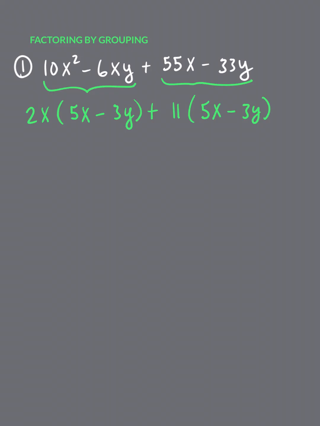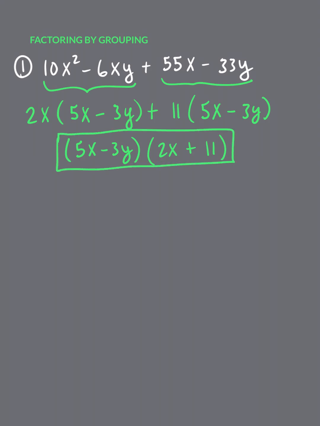Now when you're factoring by grouping, whatever is in parentheses here has to match what's in parentheses here. This will always happen when you're factoring by grouping. You're going to factor out that common factor that's in the parentheses here and here. And then in the other parentheses, you're going to be left with what's on the outside here, 2x plus 11. And that is your final factored form.